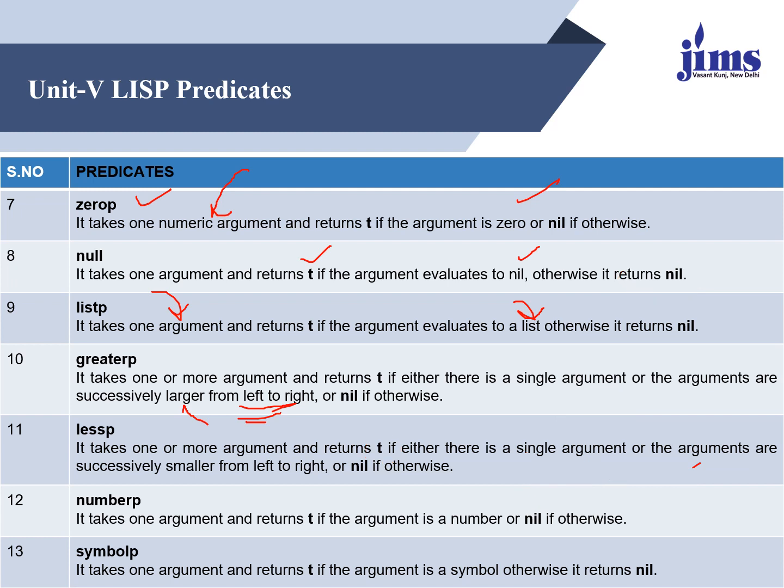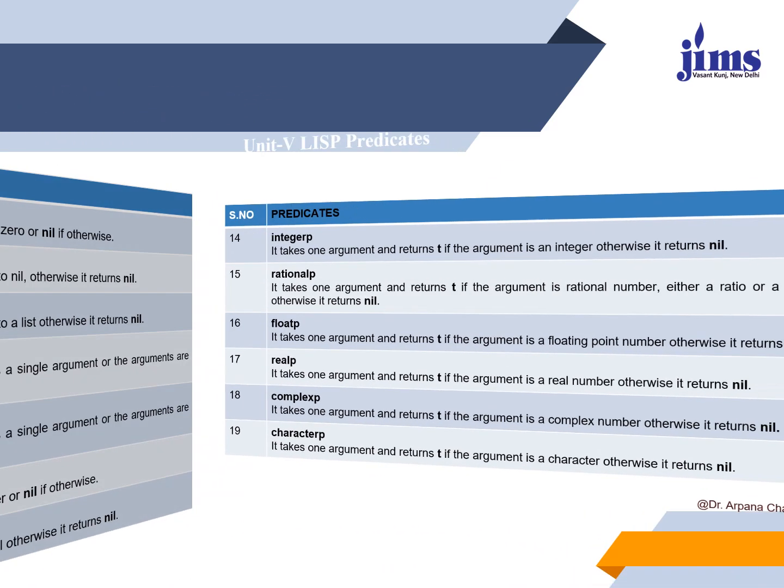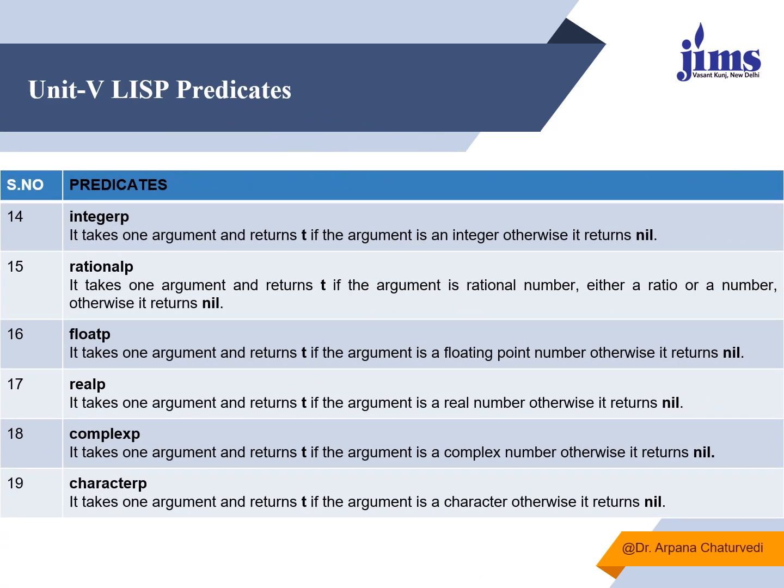Similarly, numberp is a predicate which also takes one argument and checks whether the argument entered is a number or not. And symbolp takes one argument and returns true if the argument is a symbol. So these are the predicates which are very powerful and will be used while doing programming. And there is integerp. It also takes one argument, returns true if the argument is an integer, otherwise nil.